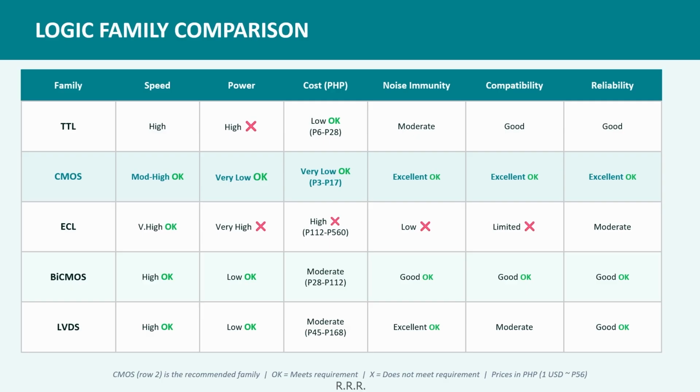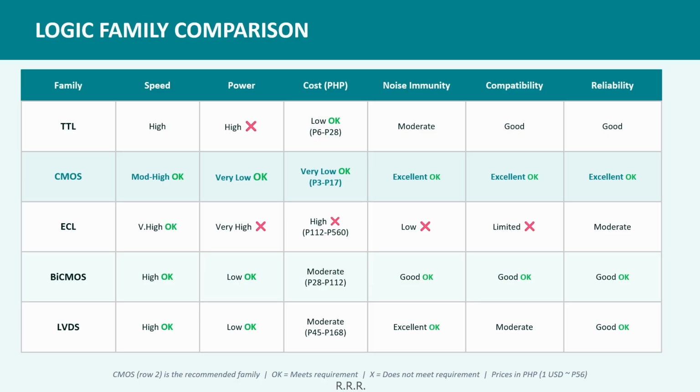ECL is the fastest family by a significant margin, but it comes at a steep price on every front, over 112 to 560 pesos per IC, very high power draw, and poor noise immunity. For a battery-powered consumer device, ECL is simply not practical.